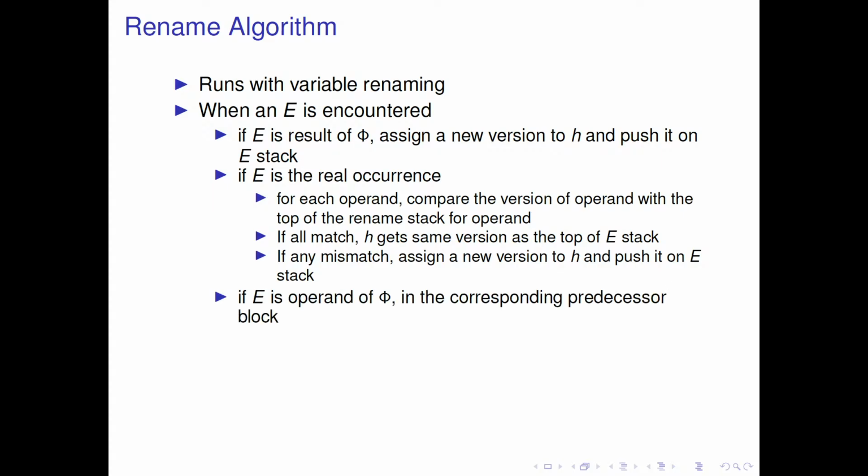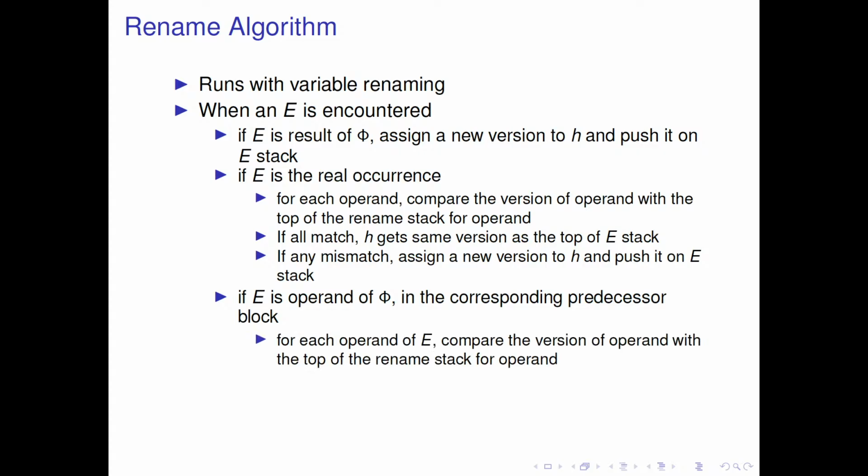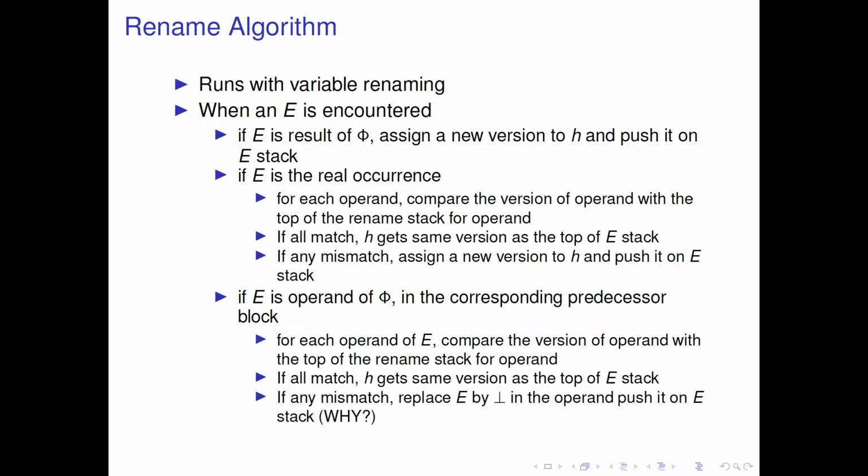Okay, so we have taken care of this E, now these E's. This is again very similar to normal variable SSA. You have to look at the predecessor block, see which number you are coming from, and then assign H correspondingly. So for each operand of E, you have to compare the version of the operand with the top of the rename stack of the operand. So you have to look at A, B. If all match, again you get the same version. If they don't match, and this is very important, if any mismatch, replace E by bot in the operand, push it on the E stack.